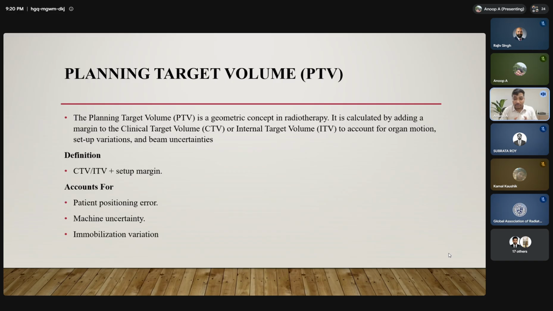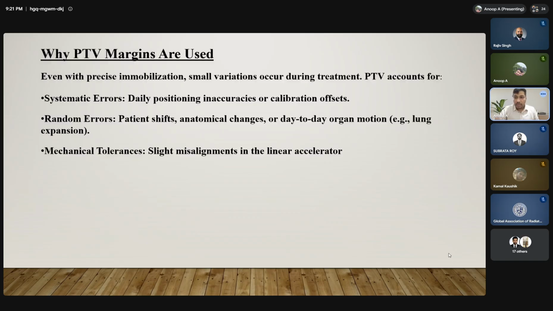And patient movements. A patient might twitch or slightly shift their weight while lying on the hard treatment table during the actual minutes of beam delivery. These are included in our PTV.